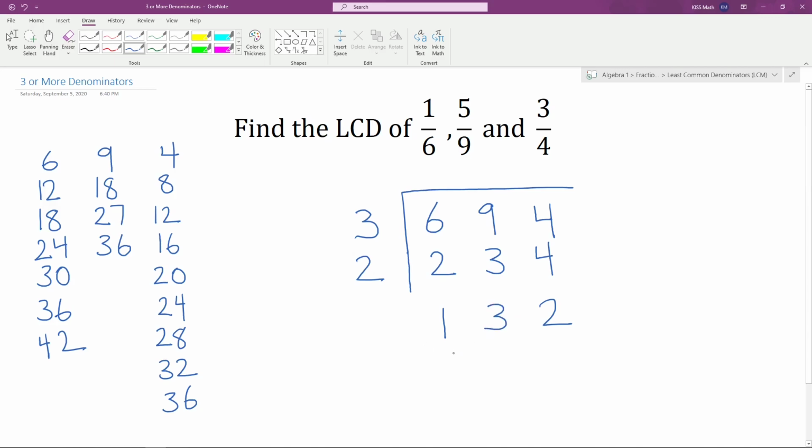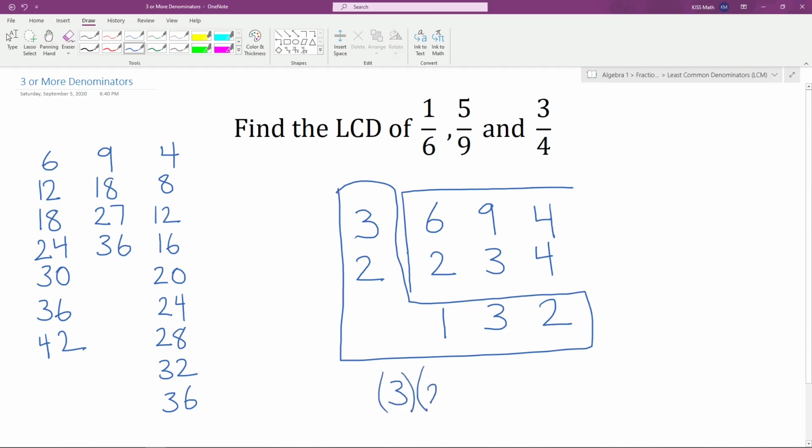Now at this point, there's not a number that would go into 1, 3, and 2, or 1 and 3, or 2 and 3. So we're kind of done here, and this is when we draw our L shape. And we just multiply the outside numbers again. So 3 times 2 times 1 times 3 times 2. And that would equal 3 times 2 is 6, times 1 is 6, times 3 is 18, times 2 is 36. So here is our least common denominator using the ladder method.